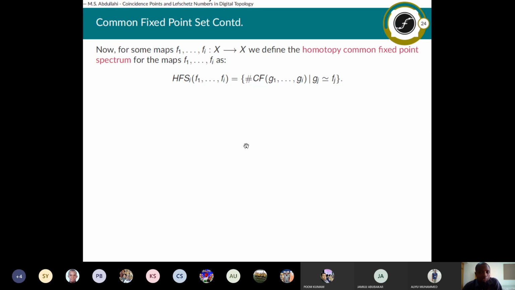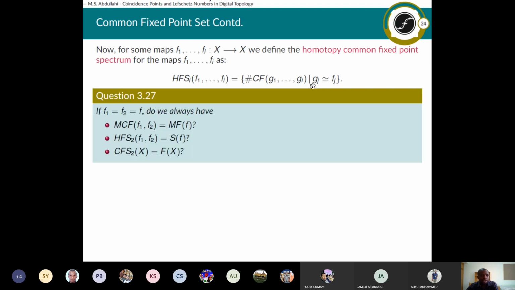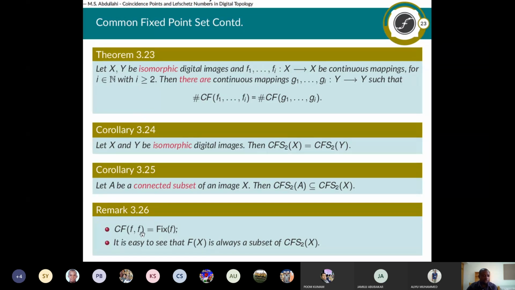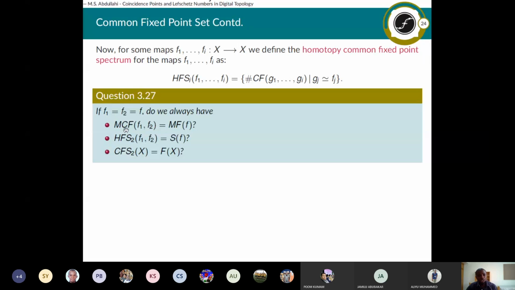Here we define a homotopy common fixed point spectrum of some mappings f1 up to fi as this, and we have this question: what will happen if I have two mappings f1, f2, and all these mappings happen to be f? Because we have seen that in this case, if we have ff, the whole thing will reduce to the fixed point of f. So the question is, what will happen to the minimal number of common fixed points of f1, f2? That is ff. Maybe I think it will be better if I write it ff.